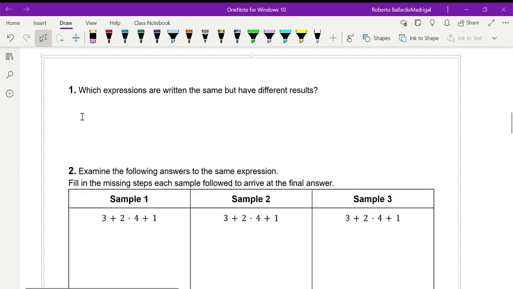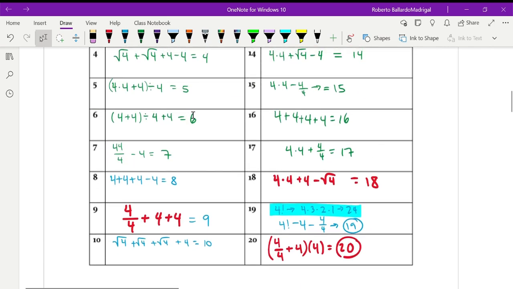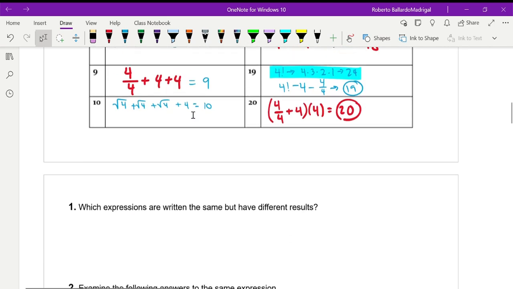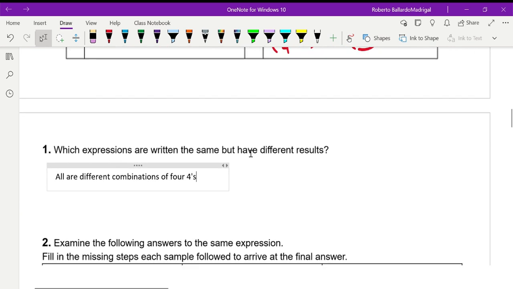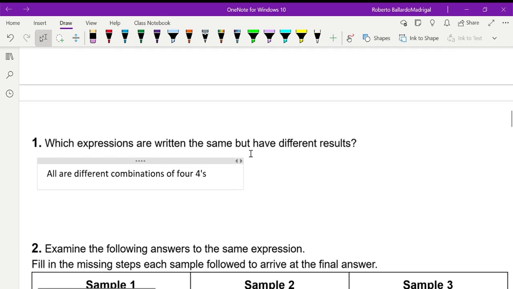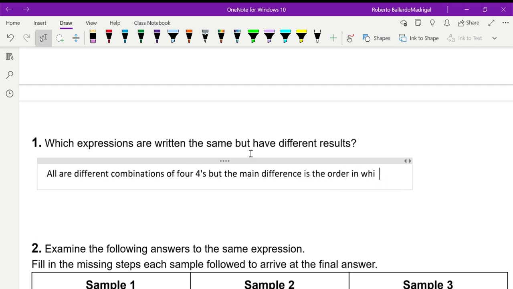All right. Once again, if you guys write the following down real quick, which expressions are written the same but have different results? So you'll notice, obviously, all of these are different combinations of 4 4s. But the main difference is the order in which they are solved.